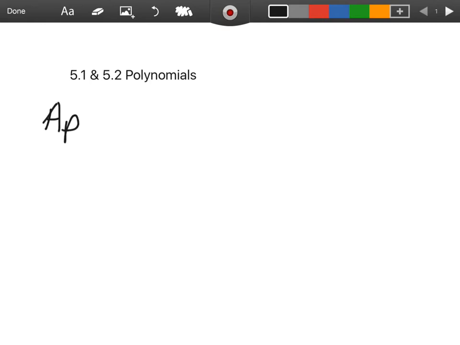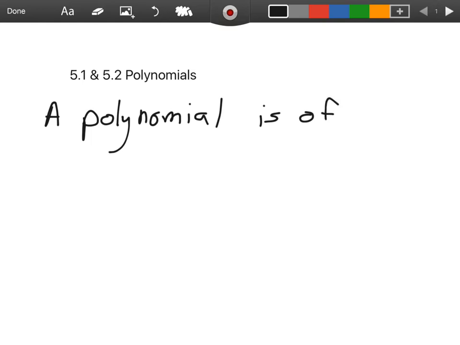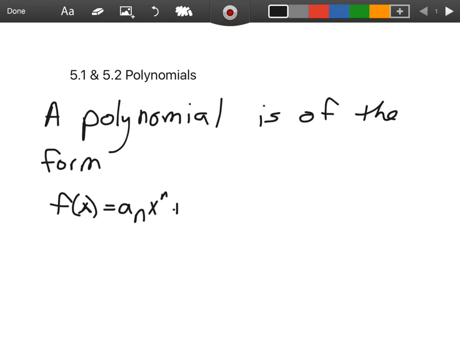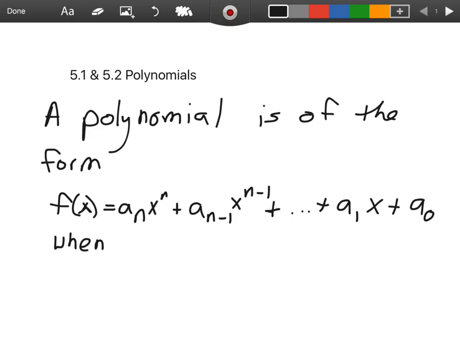A polynomial is of the form f of x equals a sub n x to the n plus a sub n minus 1 x to the n minus 1, all the way down to a sub 1 x plus a sub naught, where n is a non-negative integer.